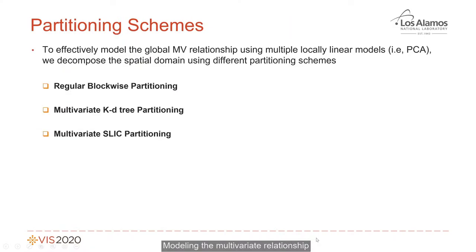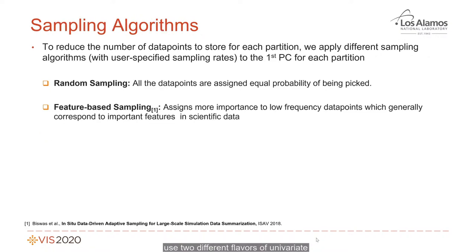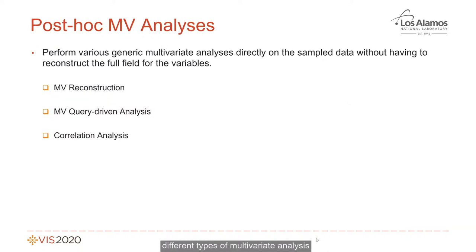Modeling the multivariate relationship using local linear models often depends on how well we partition the spatial domain. In our work, we use three different partitioning schemes, specially adapted for multivariate data. Also, to reduce the spatial resolution, we use two different flavors of univariate sampling algorithms to sample the field of the first principal component, which captures the maximum variance in the data. Please refer to our paper for the details of these three partitioning schemes and two sampling algorithms. Using the sample data, we perform three different types of multivariate analysis tasks without the need to reconstruct the full scalar fields back.